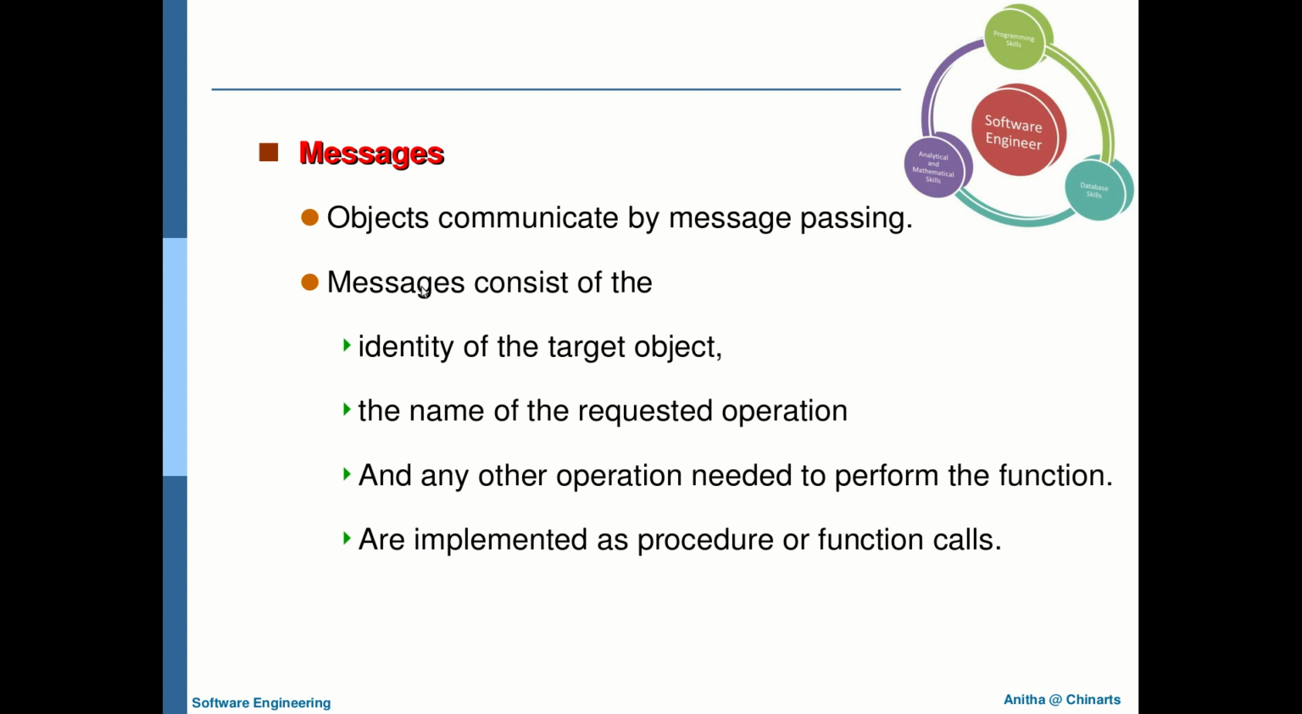So if you want to send one message, you have to specify the target object, then the requested operation, something like calculate percentage, and then the other operation. What is the other operation? The other operation is calculate the total. This is how one message contains the information of the target object, the requested operation, and any other operation needed to perform the function.